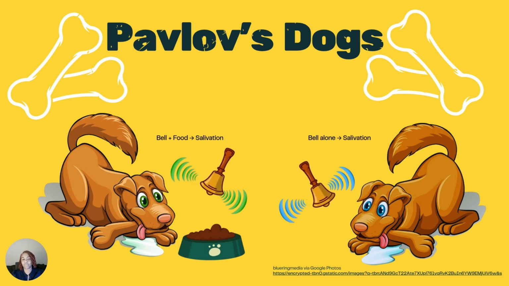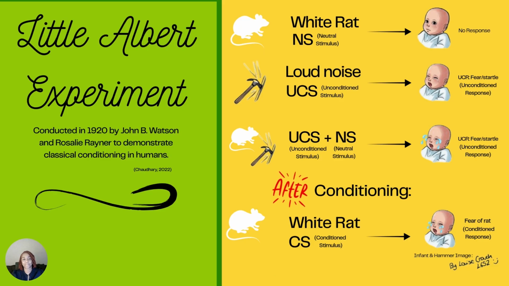This diagram shows the process. Pavlov rang the bell and then gave food. Over time, the bell alone made the dog salivate. That is classical conditioning, a learned response to a previously neutral stimulus.